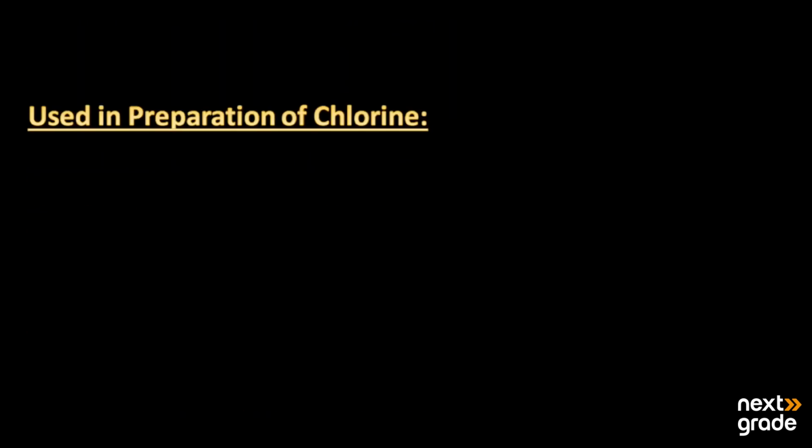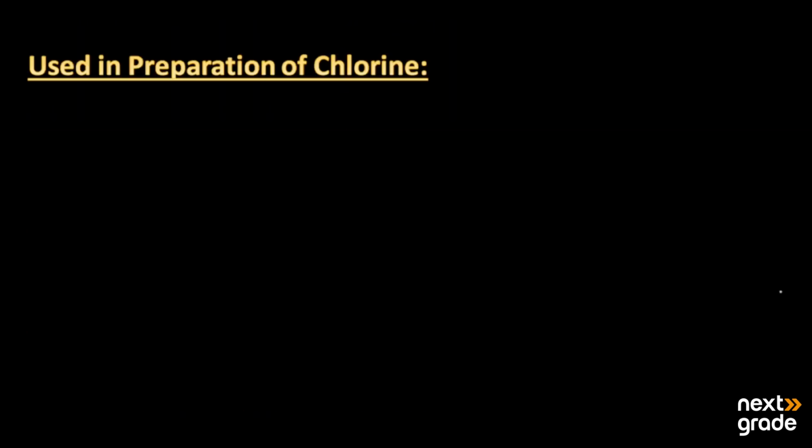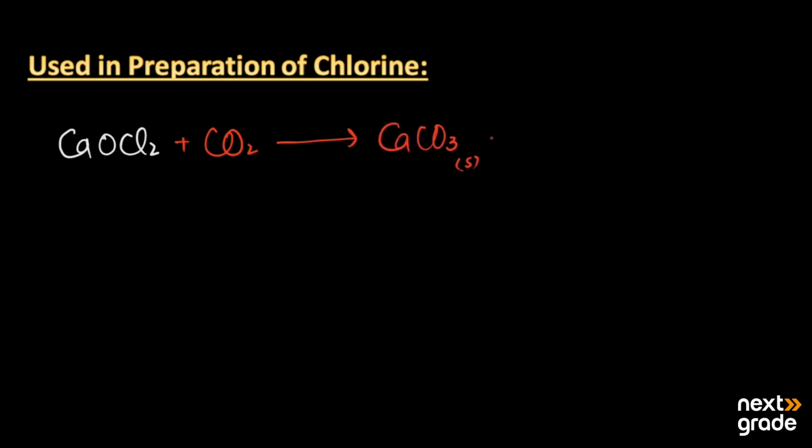The first use is that it is used in the preparation of chlorine, as it contains chlorine, like in the formula CaOCl2. It is used for the production of chlorine by a simple reaction with carbon dioxide. On reacting with carbon dioxide, it produces two products. Number one is calcium carbonate, which is in the solid state, along with chlorine, which is a gas. So this method can be used for the production of chlorine, and the main compound that we require for its production is called bleaching powder.